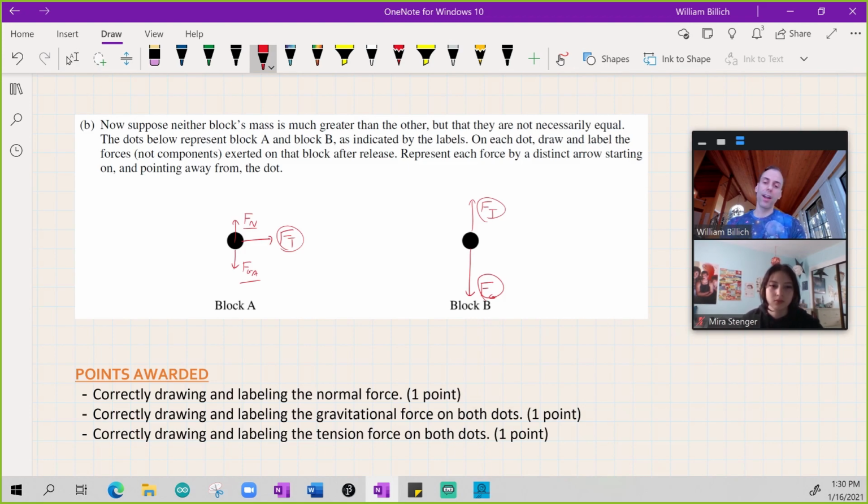Of course, one of the things I omitted is that this is assuming that block B's mass is greater than block A's. We don't know, but I'm just playing with this. So, and this is F of GB.